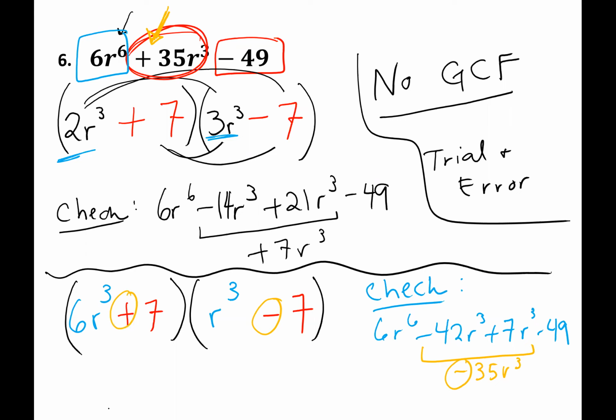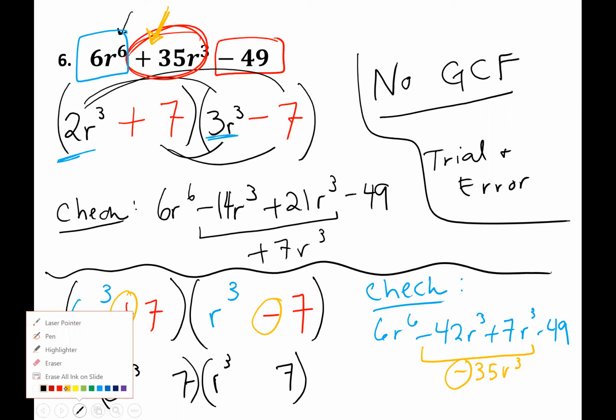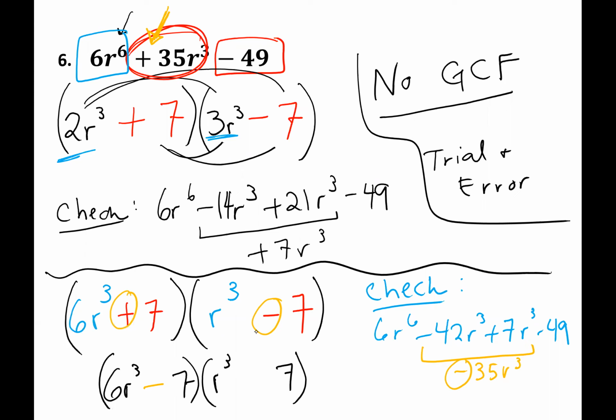So again, I'm just switching the signs. I'm so close, leaving the numbers as they are, but just changing the signs. So instead of 6r to the third plus 7, I'm now going to write 6r to the third minus 7. And then for my second factor, instead of r to the third minus 7, now I'm writing r to the third plus 7.